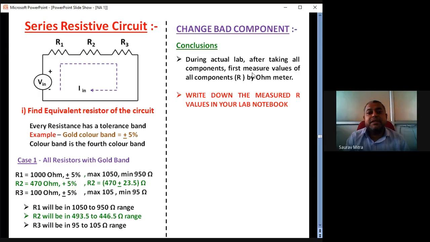Okay, so this color coding is one method by which you can check whether the resistance value has deviated. Resistance value will not be exactly the same. So 1000 ohm will not be exactly 1000 ohm. It will show some deviation. It has to. But that deviation should not be too much. That deviation also should be within our limit, 950 to 1050, if it is a gold band of color coding, which is the tolerance band.